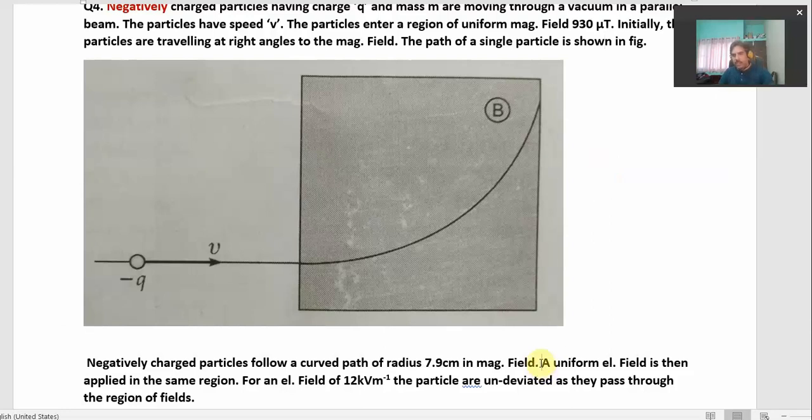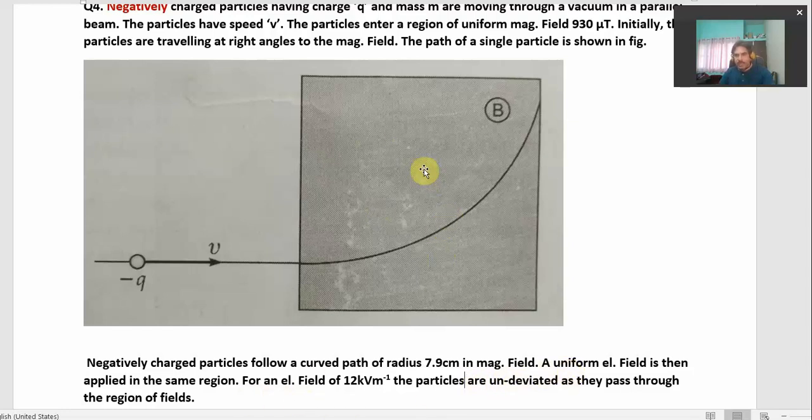Then a uniform electric field is applied in the same region. For an electric field of this magnitude, 12 kilovolt per meter in the same region, the particles are undeviated as they pass through the region of the fields.